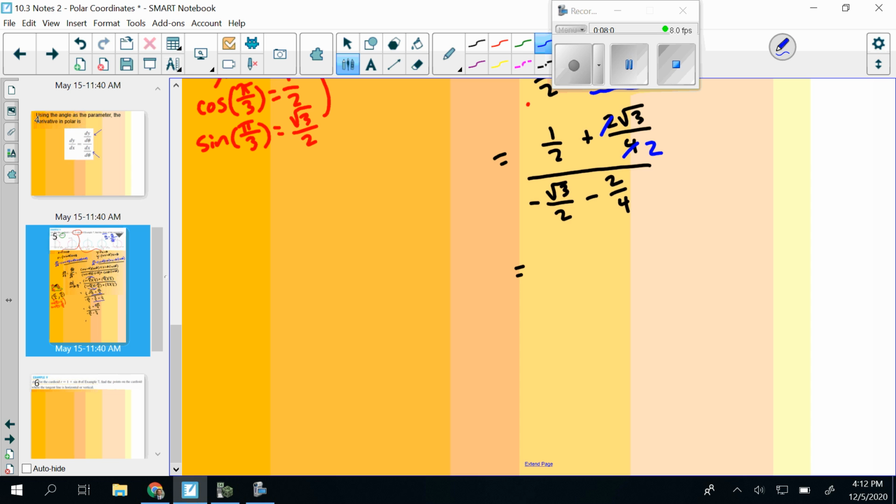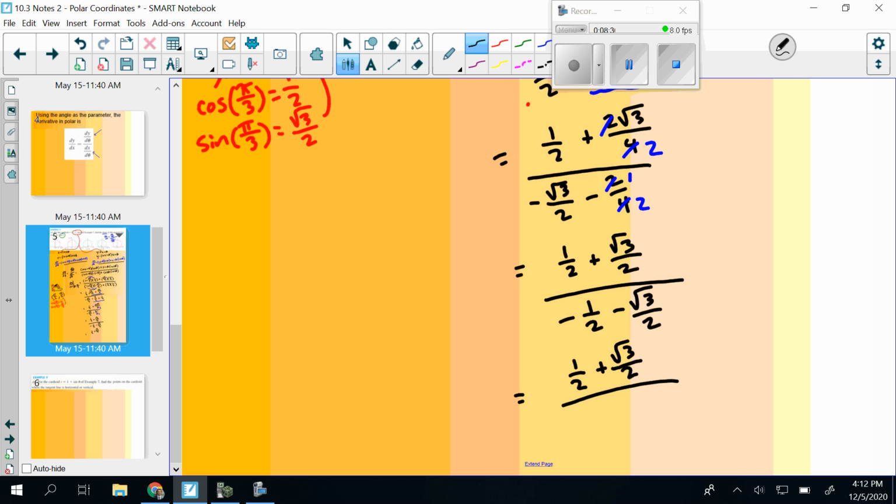We can do a little bit of simplifying here. 2 goes into 4 2 times, 2 goes into 4 2 times. So we get 1/2 plus square root 3 over 2. On bottom we'll write this as negative 1/2 minus square root 3 over 2. Now, it maybe doesn't look like that can simplify any further, but we can if we factor a negative out of that bottom. What that's going to make this is 1/2 plus square root 3 over 2. And notice that's the exact same as the top now, so these cancel. So it looks like our slope, if that cancels, would just be negative 1.